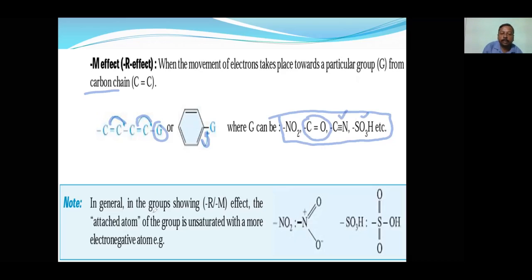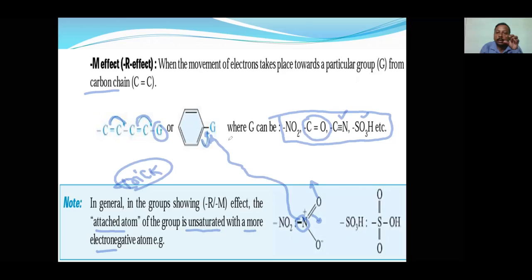Okay. So in general, how to identify, how many examples you will remember, that is a memory trick. Okay. So the memory trick is that, in general, the group has an attached atom that is unsaturated with a more electronegative atom. See, this is unsaturated. Why unsaturated? Because a pi bond is there. And out of these two, this is more electronegative. Okay. So the atom which is attached to the benzene ring will have the pi bond, and that pi bond also will be with the more electronegative atom.